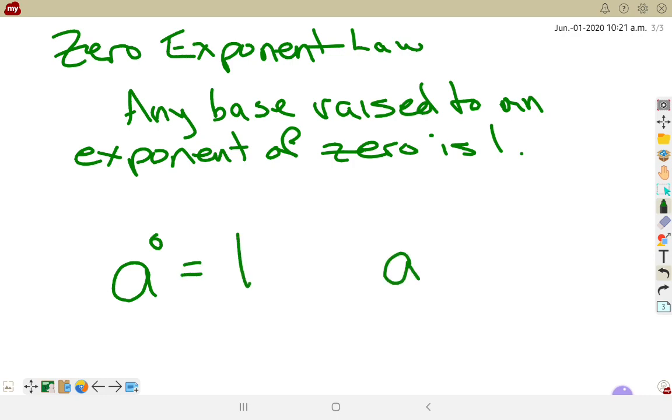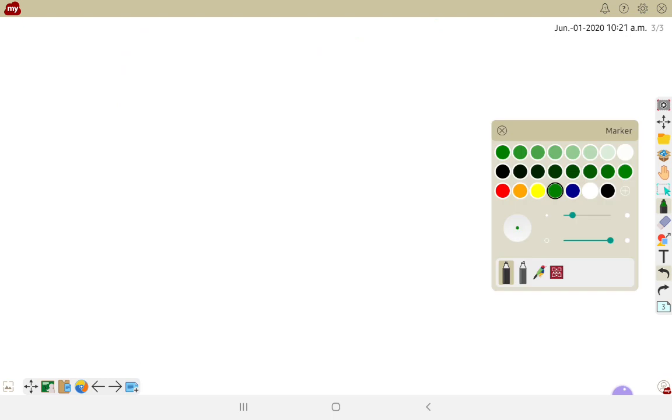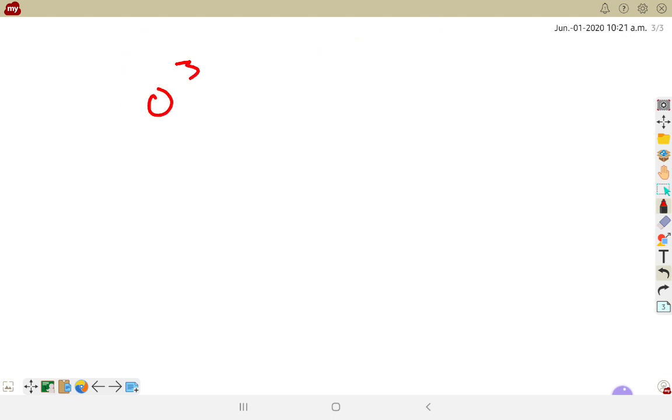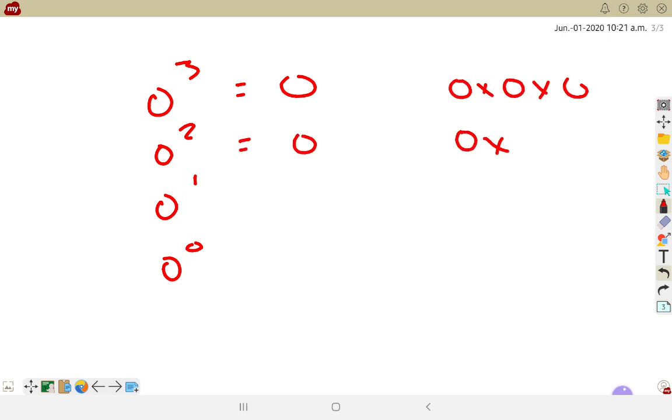Now there is one caveat. The only base that doesn't work is 0. Okay, so any base that isn't 0 raised to an exponent of 0 is 1. The only one that doesn't work is 0. The reason it doesn't work, I'll just show you very quickly. Remember those patterns, how mathematicians, we love patterns. If I have 0 exponent 3, that would be 3 zeros multiplying together, so that would give me 0, right? And then 2 zeros multiplying together gives me 0. And then 1 zero gives me 0. And then 0 zeros, if I had 1, my pattern breaks. And now that doesn't make any sense, right?